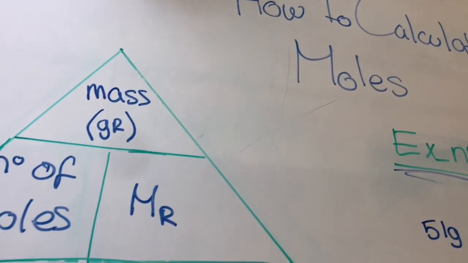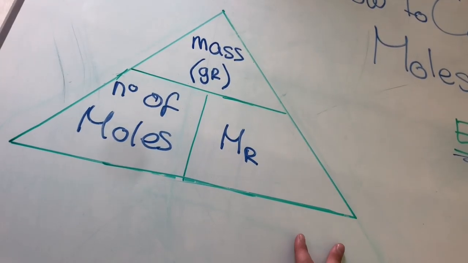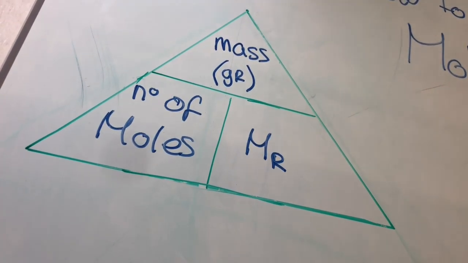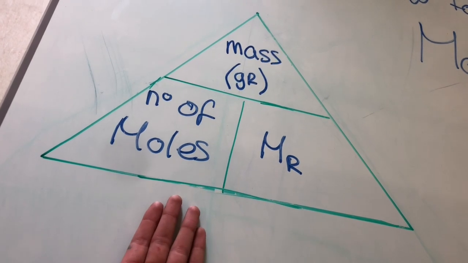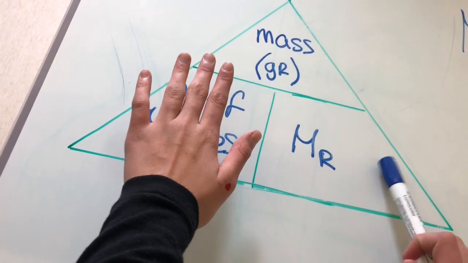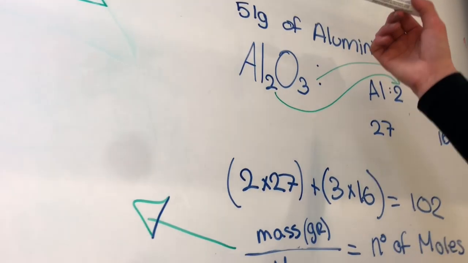Today we'll be looking at how to calculate moles. So here we have a handy-dandy triangle that basically gives you the formula to find all 3 of these things. So today we're going to be finding the number of moles. So we're going to hide it, and we're going to find the mass divided by the relative mass. So then here we have an example. We already know the mass.